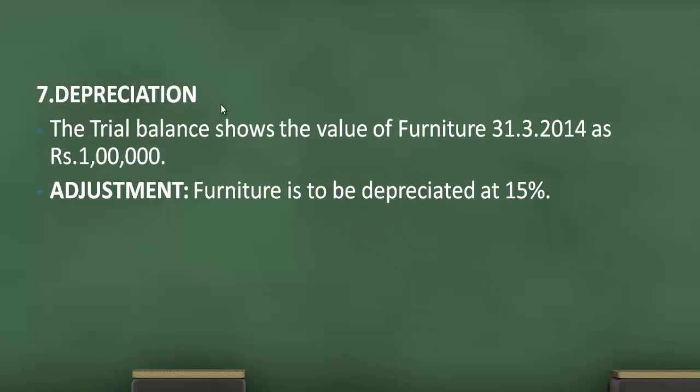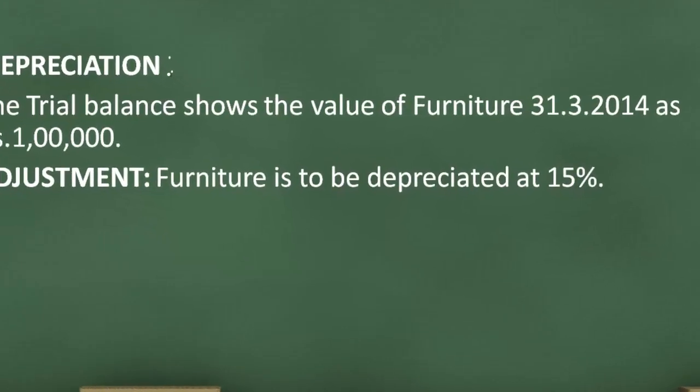Students, let us try to understand the concept of depreciation with this example. The trial balance shows the value of furniture on 31/3/2014 as rupees 1 lakh. Furniture is to be depreciated at 15%. So the question says the furniture value should be reduced by 15%. It means they want to reduce the value of furniture because of some reason.